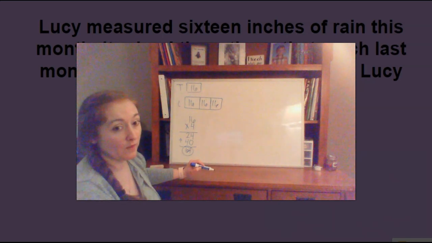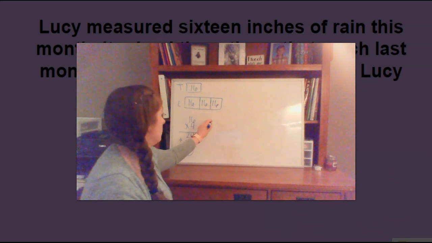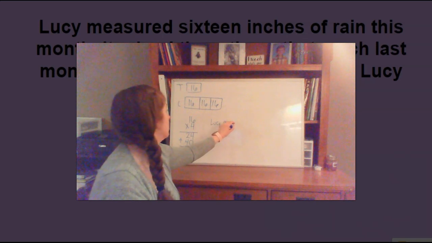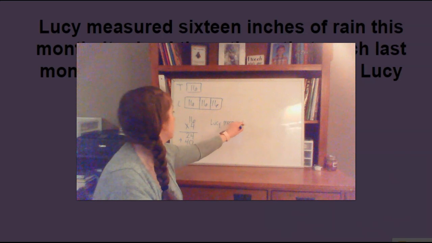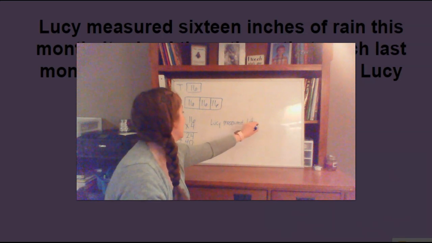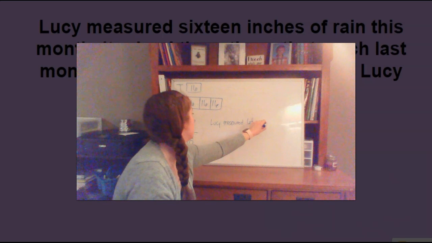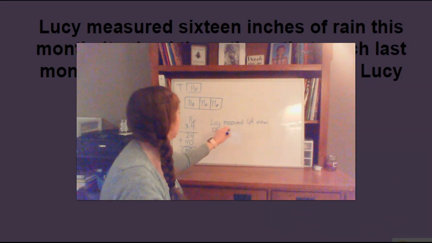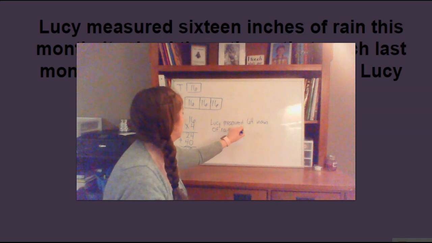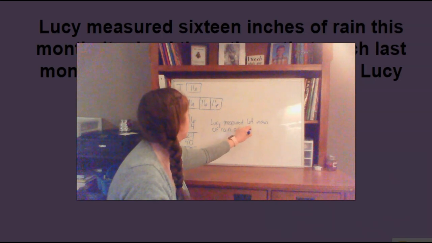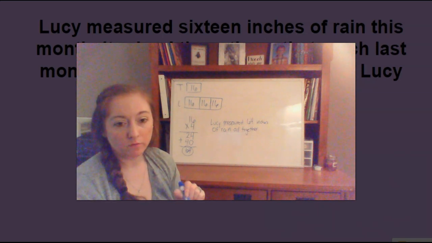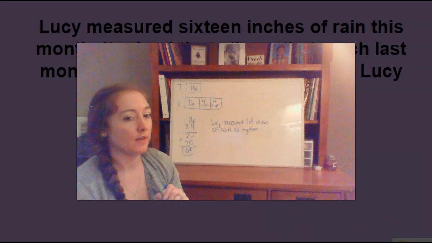But we're not done because we have to do the write it. We've read it, we've drawn it, and now we need to write it. So, Lucy measured 64 inches of rain all together. Fantastic. We've read it, we've drawn it, and now we've written it.